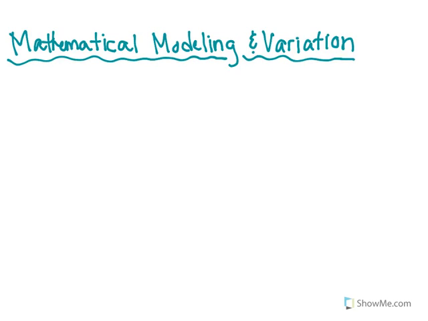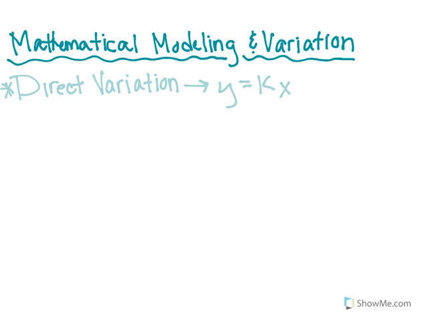In this video, we're going to talk about mathematical modeling and variation. The first type of variation that we're going to talk about is called direct variation. And basically, direct variation is a linear model that has 0 as its y-intercept. In other words, the model will always look something like this: y equals kx, where k is kind of like the m for slope. So notice that there is no b because the b is going to be 0.